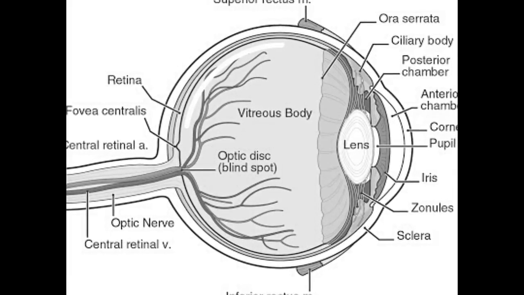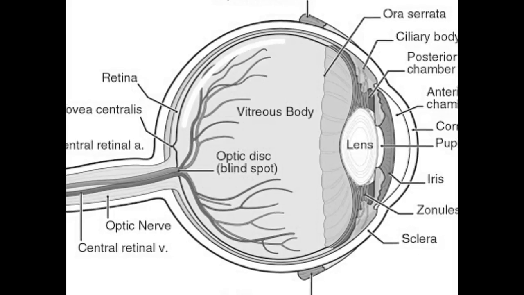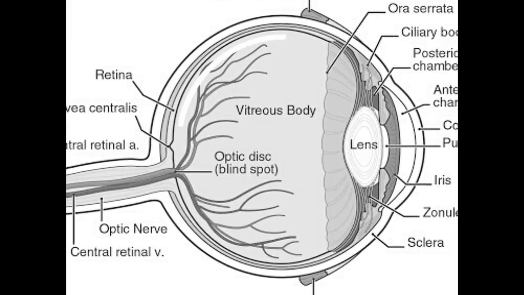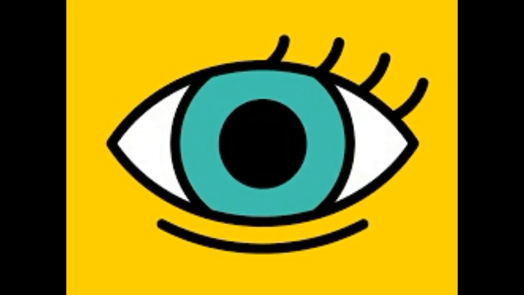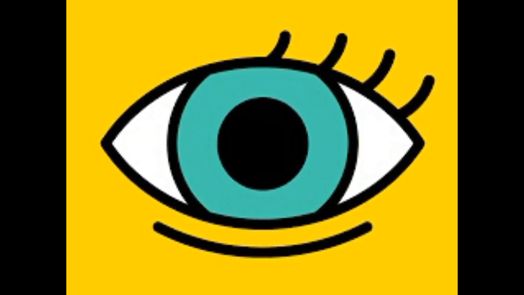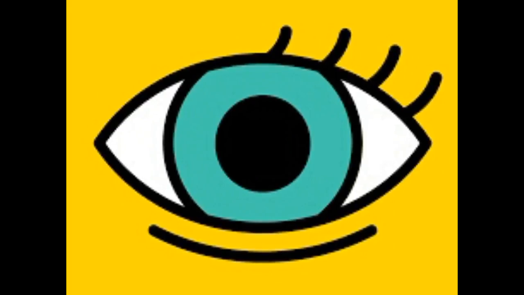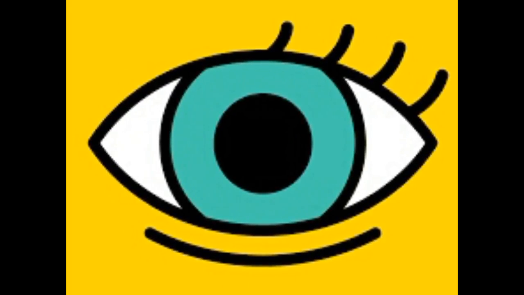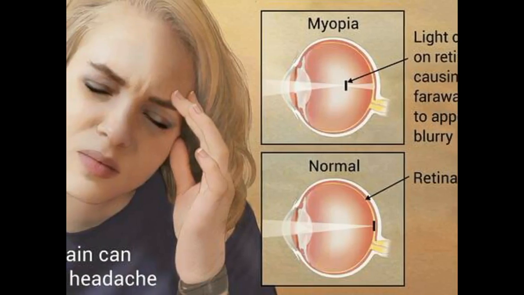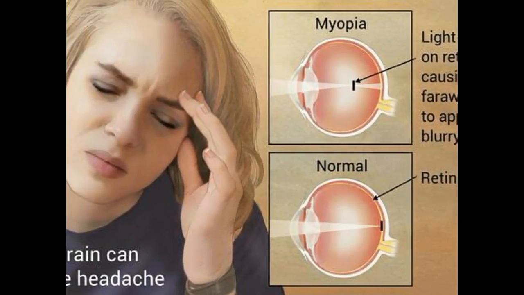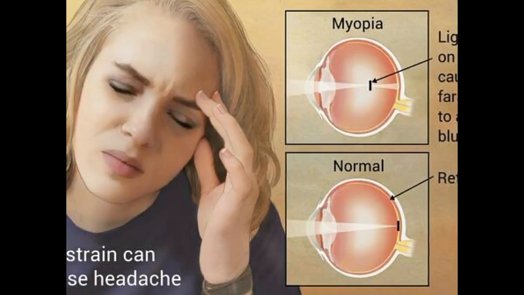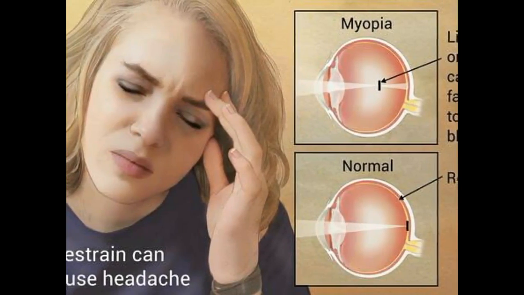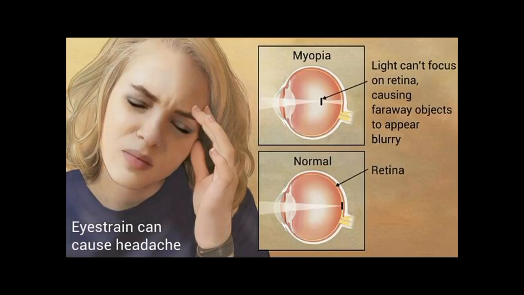We have various problems related to these eyes. Let's learn about them. First comes myopia. Myopia is a defect of the eye due to which I cannot see distant objects but can see nearby objects. In this case, the image is formed before the retina. This can be treated by use of a concave lens.